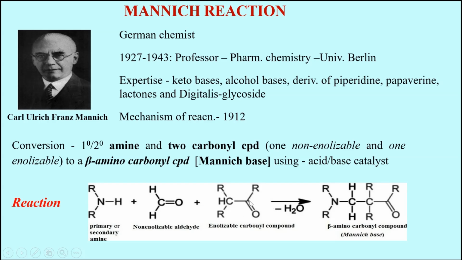An enolizable carbonyl compound, a non-enolizable carbonyl compound, and a primary or secondary amine together react in the presence of an acid or a base to give beta amino carbonyl compound. This is the reaction which is given by Mannich. In other words, it is a method of preparation of beta amino carbonyl compounds. Let us look further into the reaction mechanism.